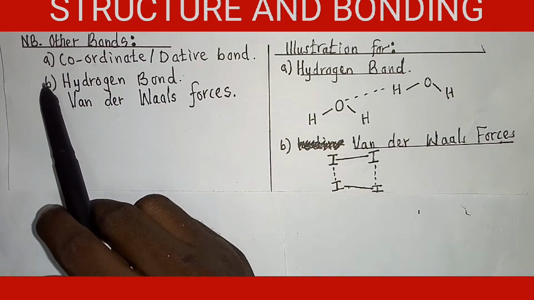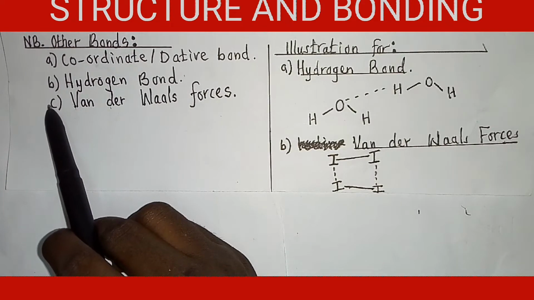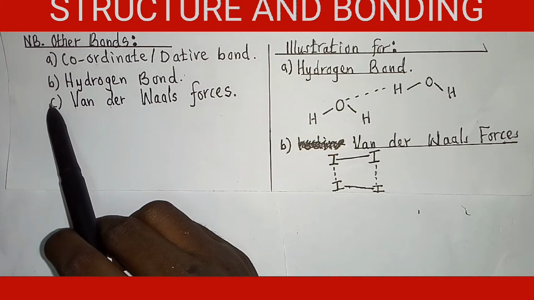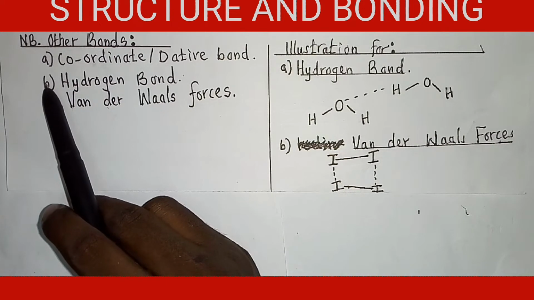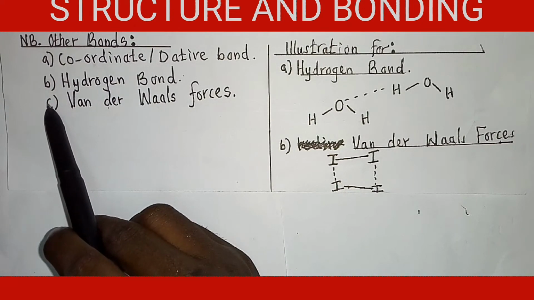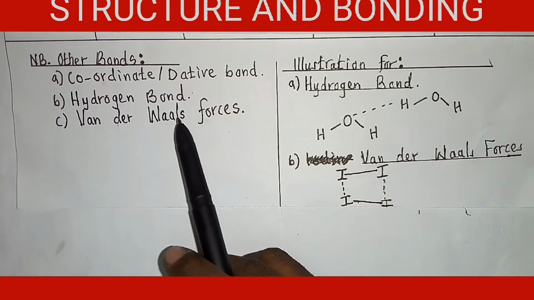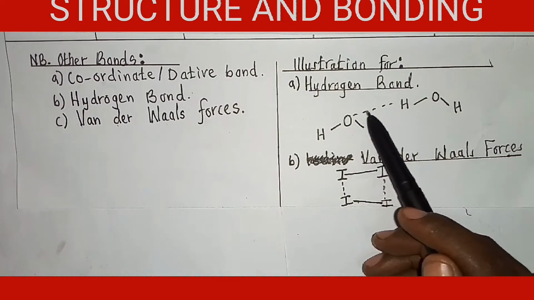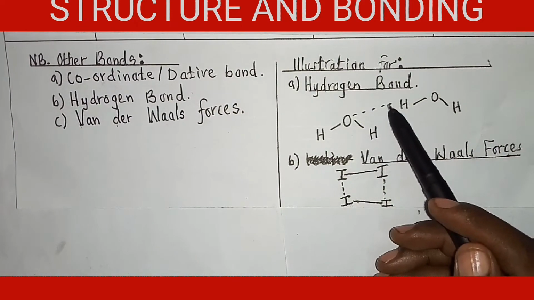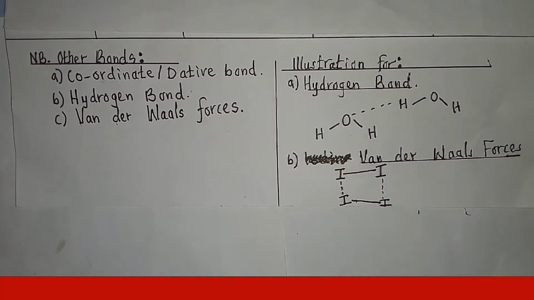Both hydrogen bonds and van der Waals forces are types of intermolecular forces of attraction which occur in covalent compounds having simple molecular structure. Hydrogen bond is usually stronger than van der Waals forces. Both hydrogen bond and van der Waals forces are usually illustrated using dotted line as shown in the diagram. Dotted line? Dotted line. Yes.